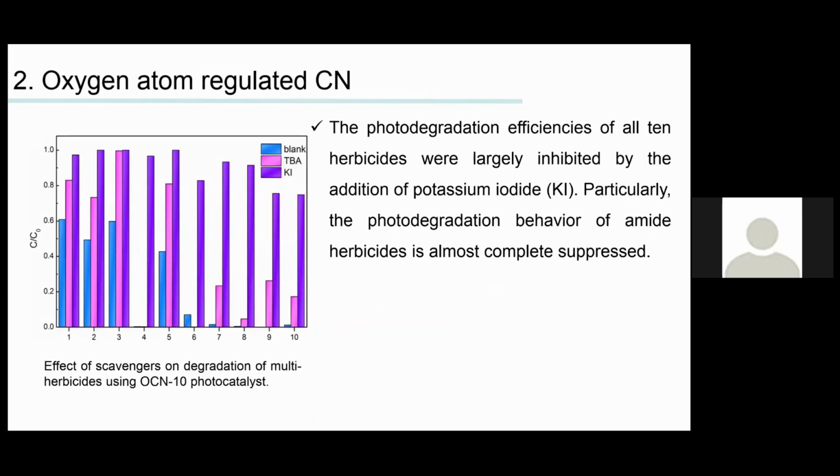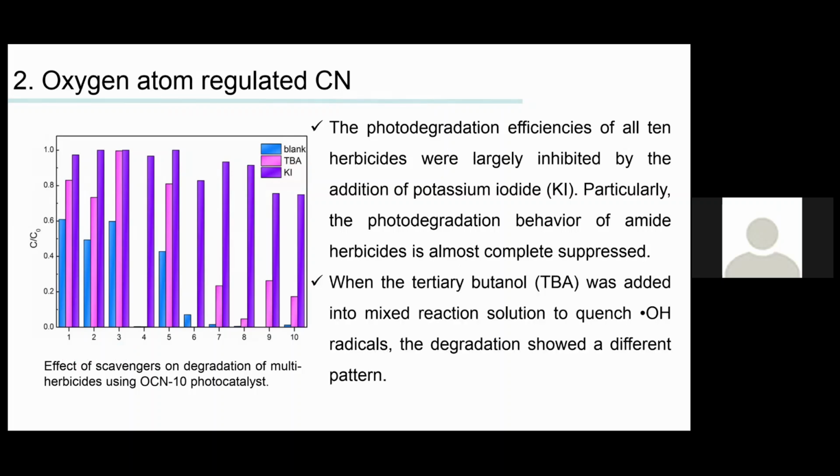Based on the trapping experiments, the photodegradation efficiency of all 10 herbicides was largely inhibited by the addition of potassium iodide, particularly the photodegradation of amide herbicides. These 3 were almost completely suppressed. When tert-butanol was added into the mixed reaction solution to quench hydroxyl radicals, the degradation showed a different pattern. Two investigated herbicides were not affected by the quenching of hydroxyl radicals.